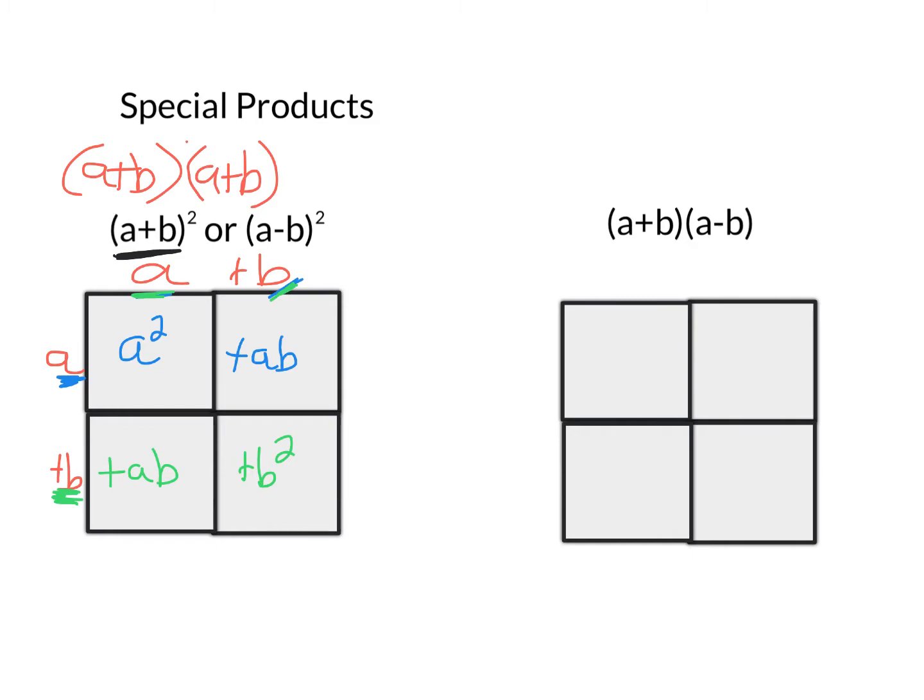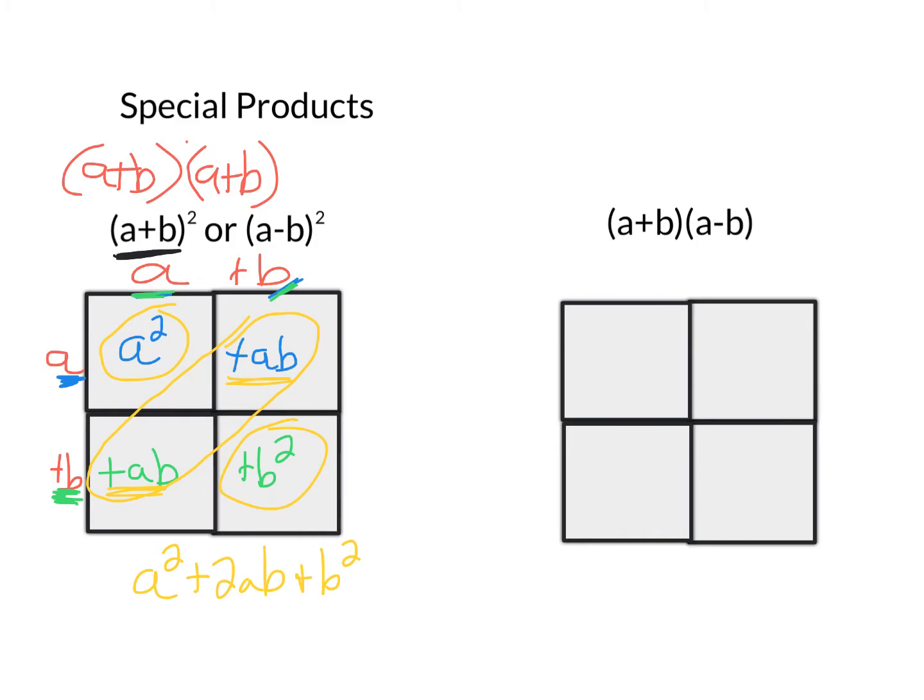Now, once we have this all done, it's just a matter of combining our like terms. So we look inside the box, and we're going to have a squared, because that's the only a squared I have. Now, the ab's are right here. So we're going to have 1ab plus another ab, which is 2ab. And then we have our b squared, so plus b squared.